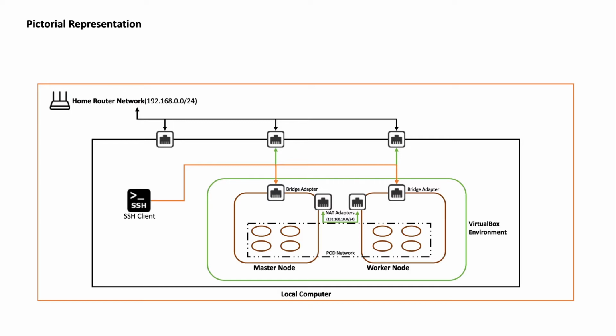So let's say your local computer has an IP address of 192.168.0.2, then maybe the master node will also have 192.168.0.120 and the worker node will have 192.168.0.121, like that. And that's more for the ease of accessibility.